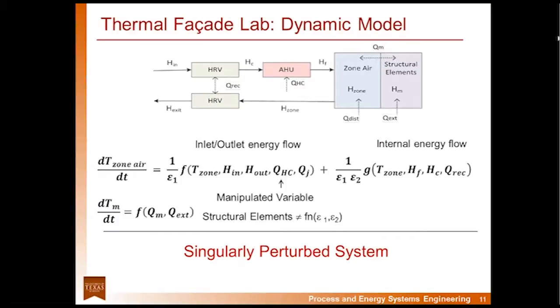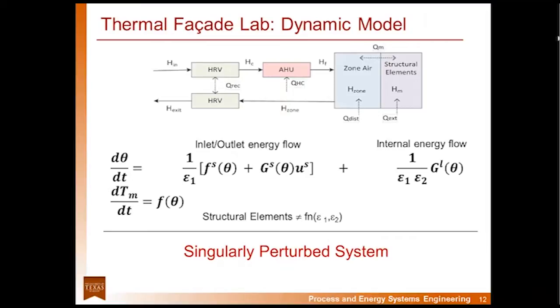issues for optimization when solving, and models of this form are typically stiff and are difficult to solve from a numerical point of view. This model form is also known as a singularly perturbed system, characterized by the presence of small parameters. And this is a general form of our model, where theta is now a vector of different temperatures in all the streams in the thermal facade lab. So I want to provide some background on singularly perturbed systems before beginning to analyze this model.